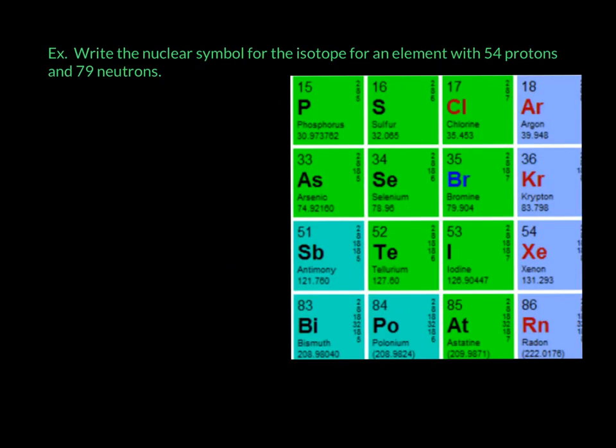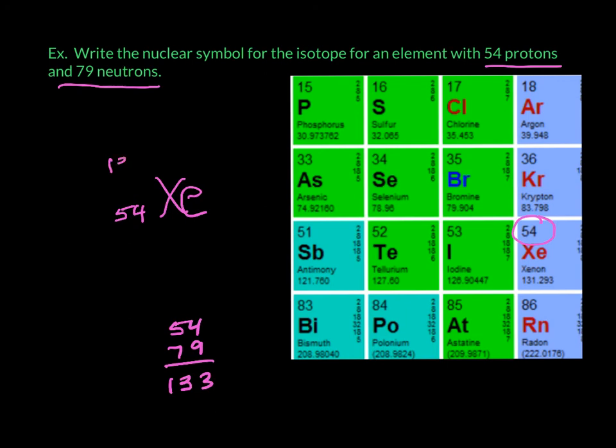Write the nuclear symbol for the isotope for an element with 54 protons and 79 neutrons. So again, we have to find number 54. So it's an isotope of xenon, Xe. We put the 54 here, and then we just take 54 and 79, and we get 133. So it's xenon. So again, that's the nuclear symbol. Its name would be xenon-133.